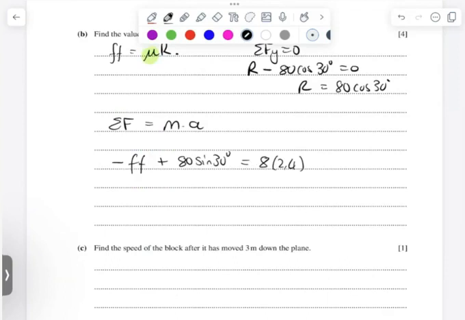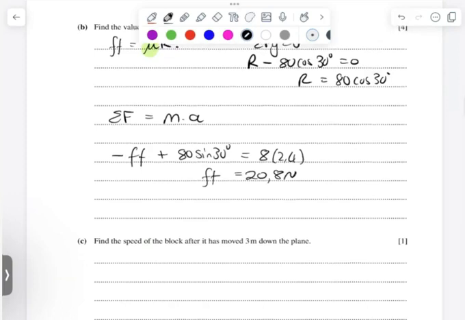So this helps me to figure out my frictional force. 8 times 2.4 minus 80 times sine 30. Calculator is in degrees, watch out for that. And then I'm going to divide by -1 to get my frictional force, which is 20.8 newtons. And now I can go directly. My frictional force is mu times R.